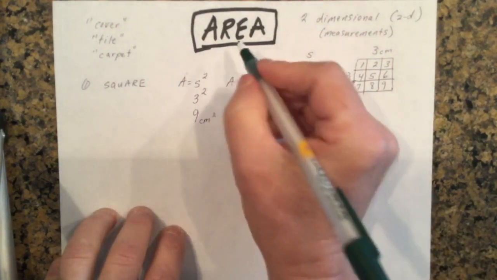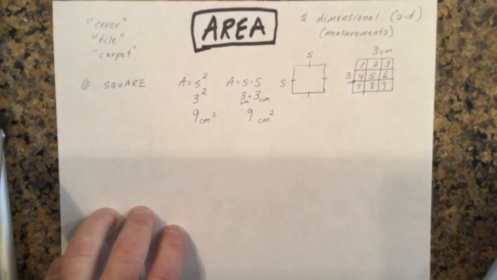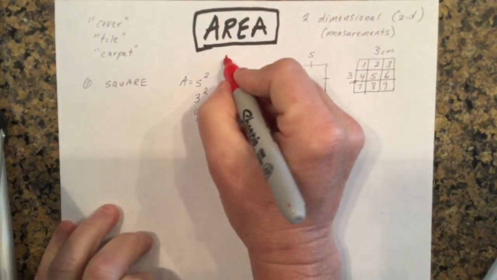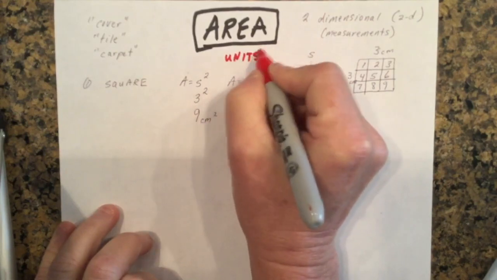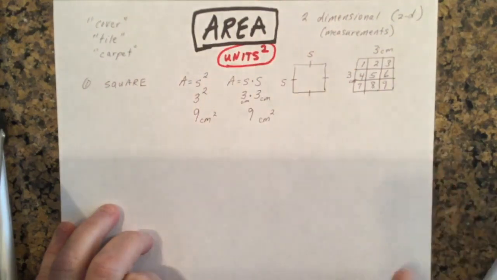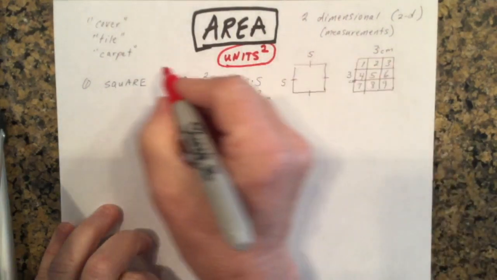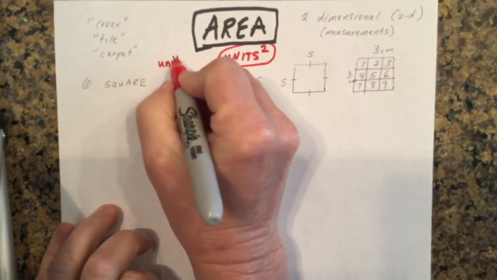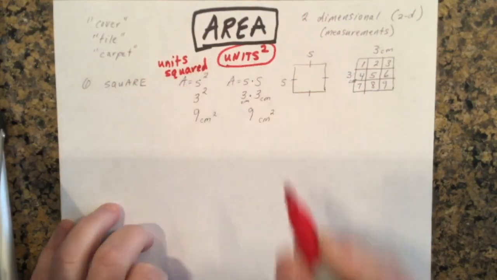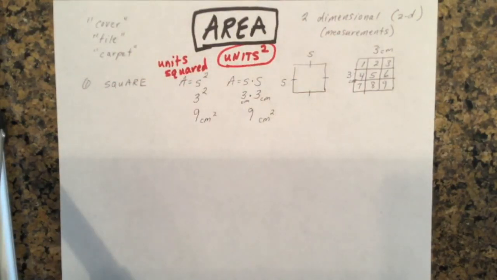So all of your units for area end up being written with a square. So this is units squared for all area problems. Units squared. It means the same thing. Okay? All right, so that is our discussion on a square.